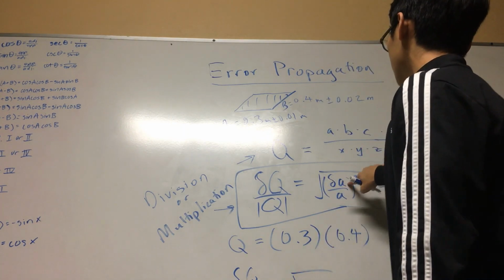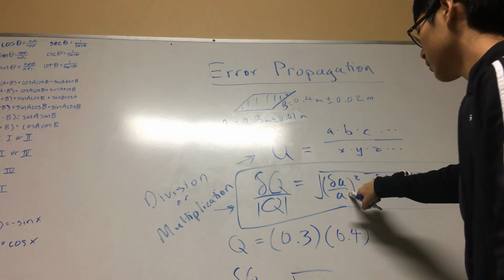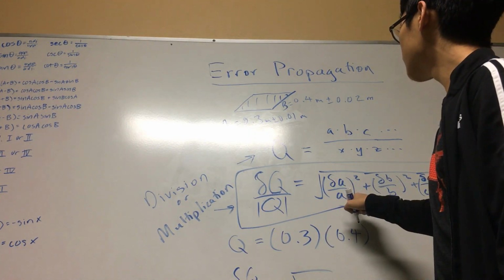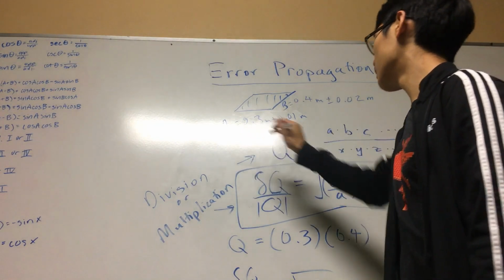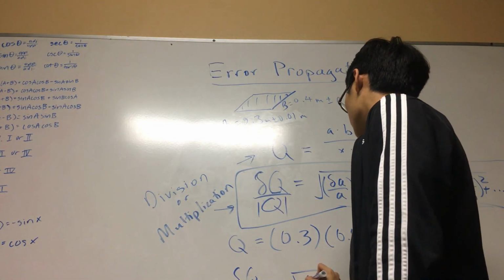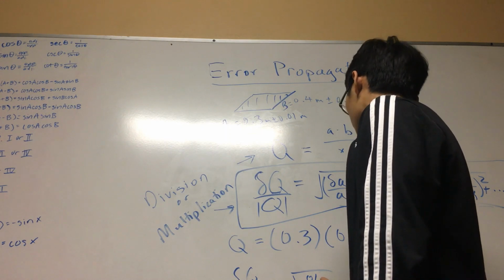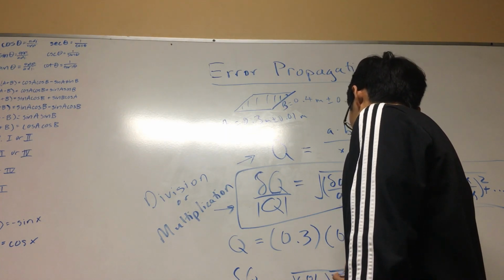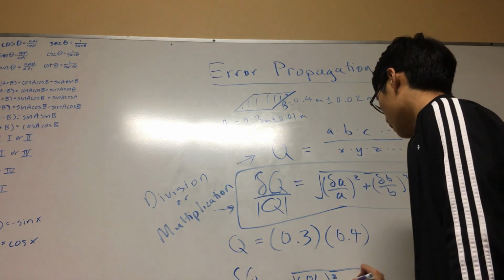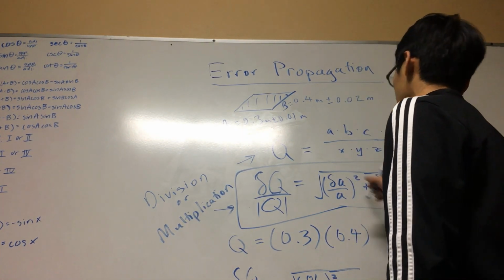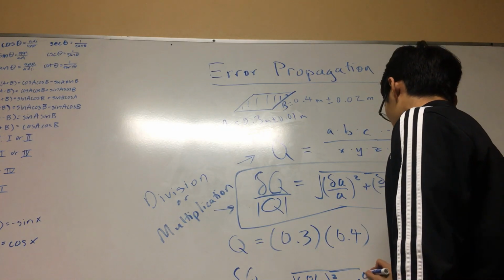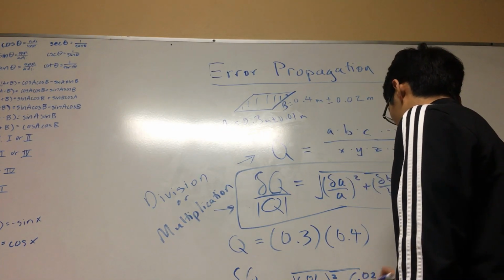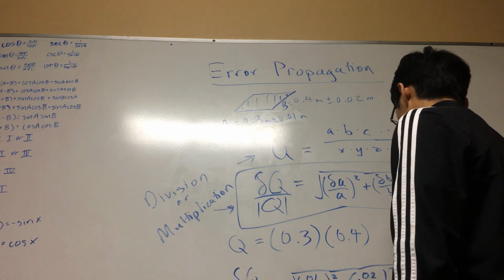What's this term right here going to be? You're gonna have the error propagation of A, 0.1, over the value of A, 0.3, whole squared. Then I'm gonna add the error in B, which is 0.02, divided by the value of B, which is 0.4, squared.